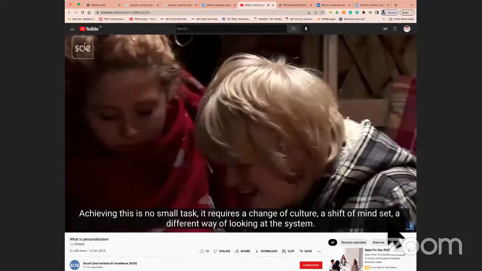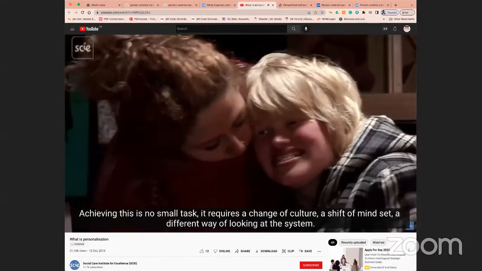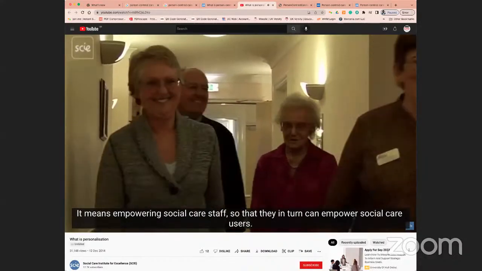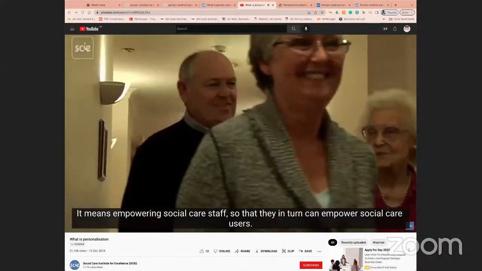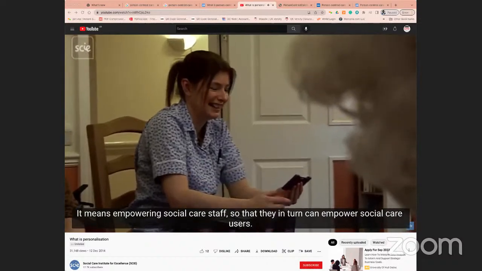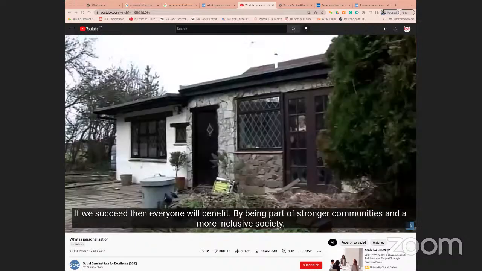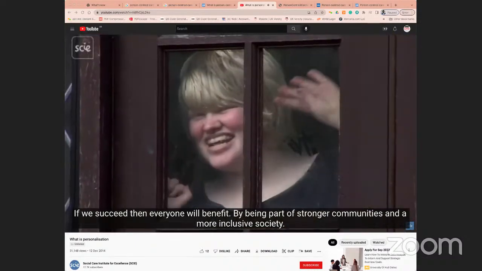It requires a change of culture, a shift of mindset, a different way of looking at the system. It means empowering social care staff so that they in turn can empower social care users. If we succeed, then everyone will benefit by being part of stronger communities and a more inclusive society.